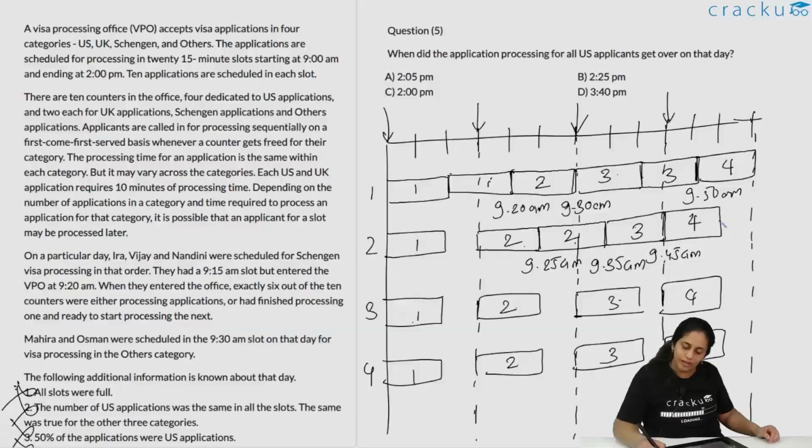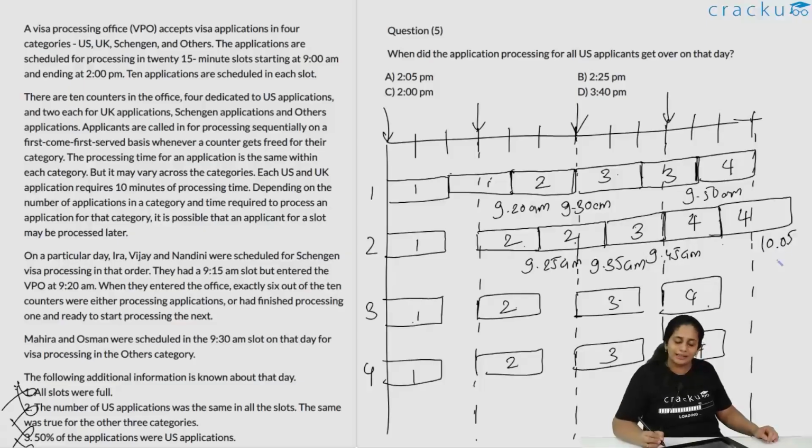So I'll put him over here, here, any one of these I can put. So again, he'll be done by what? This is the fifth applicant from slot 4. So this guy will be done at 9:55 a.m. So this will be done by 10:05 a.m. So you can see a trend emerging, okay.